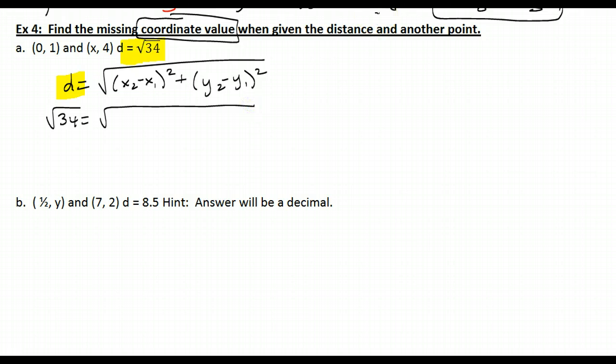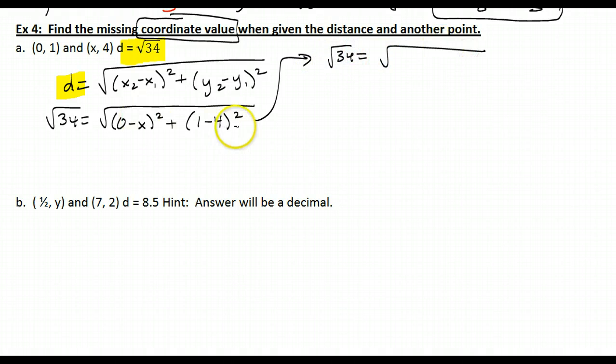So if I look at this then, my x values are 0 and x, and my y values are 1 and 4. All right, so here's what's happening then. I need to solve this. Now don't overthink this, okay? First of all, let's just simplify a little bit. So 0 minus x is -x. 1 minus 4 is -3.